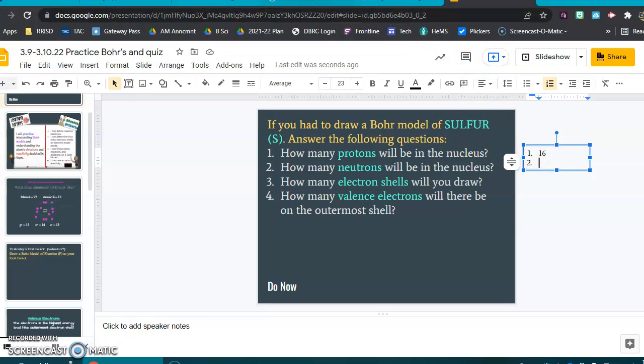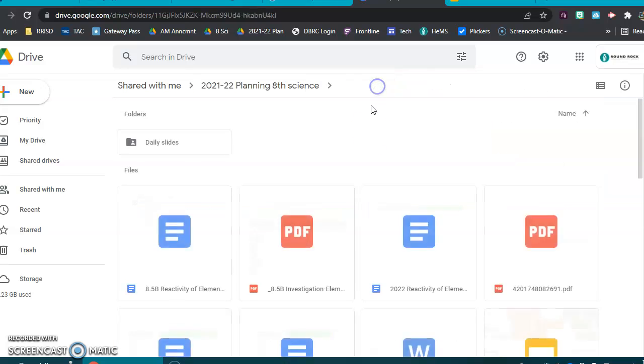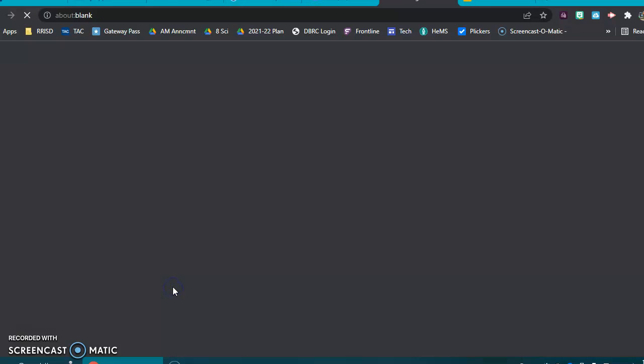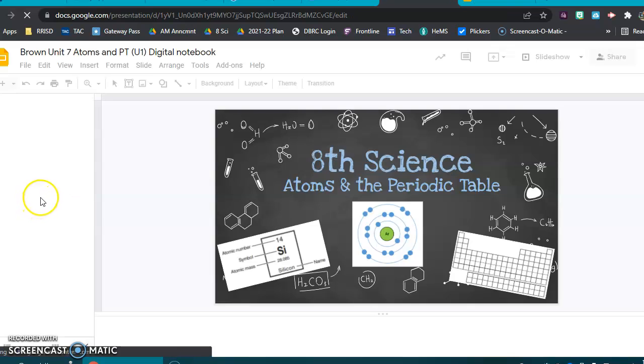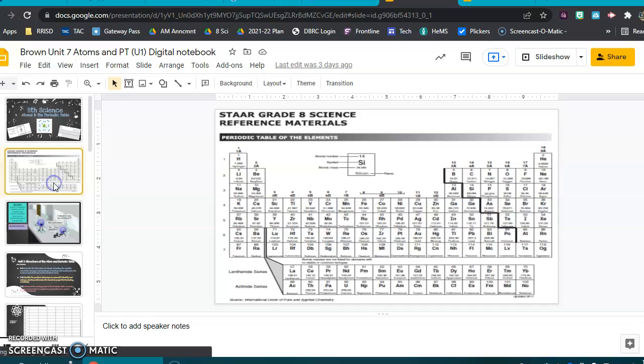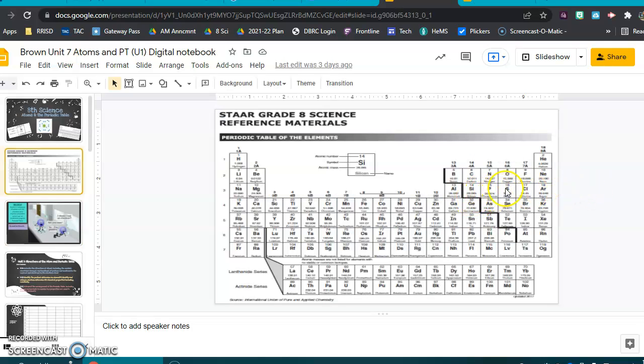And I can show you what that looks like if you give me just a quick second. Go here into daily slides. I'll come into our unit. Let me grab my notebook that has the periodic table here. There we go. So right here, we look for sulfur, the big S right there. And it shows S, and on the top it says 16. Remember that top number.